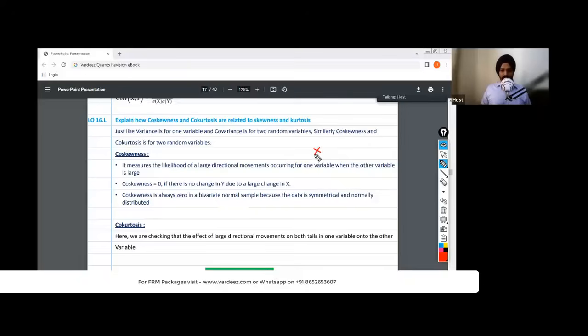But now similarly, if this X, if this data is skewed, then what happens to the Y? Does it also become skewed, or is it normally distributed, or is it positively skewed? What's the response? That's what the co-skewness tells you about. It measures the likelihood of large directional movements. Remember, large, because outliers are extreme. So if one is skewed, what happens to the other? Large directional movements for one variable when the other variable is large.